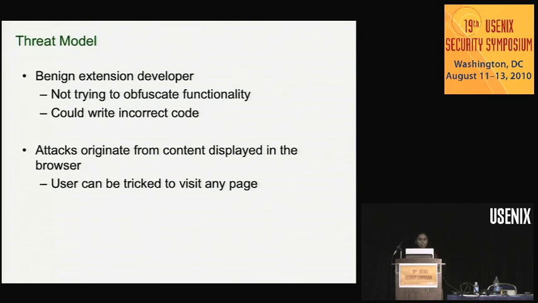Our threat model is that we trust the extension developer to build benign extensions. The extension developer need not introduce vulnerabilities in the extension. If he wants to be malicious, since he has root privileges, he can write anything. So our model only considers the developers to be benign. Vulnerabilities are introduced because of buggy code or poorly designed code. And attacks originate from the content, either malicious pages or malicious RSS feeds and so on.